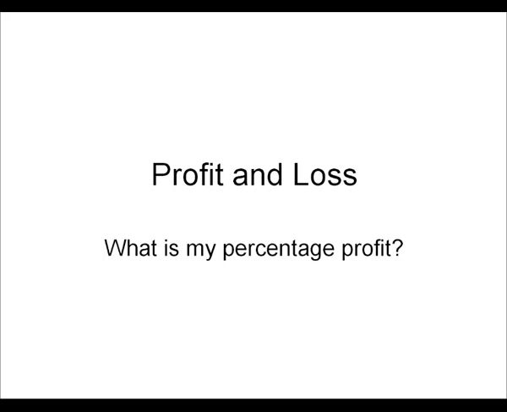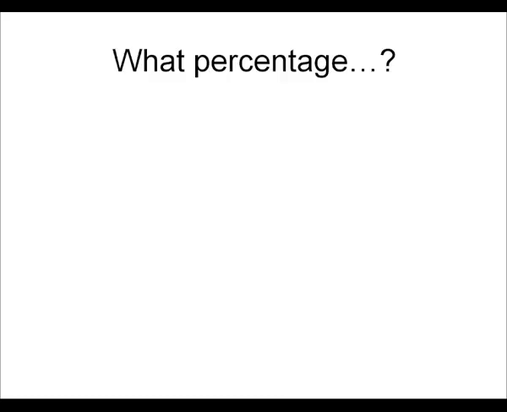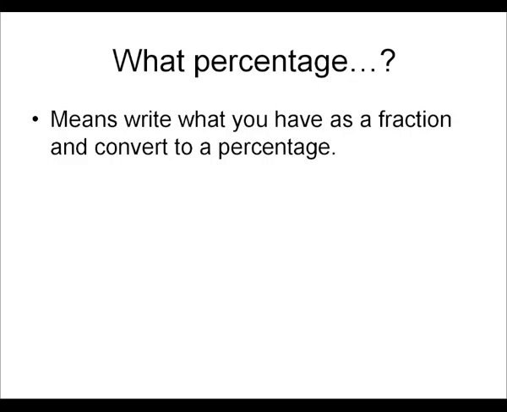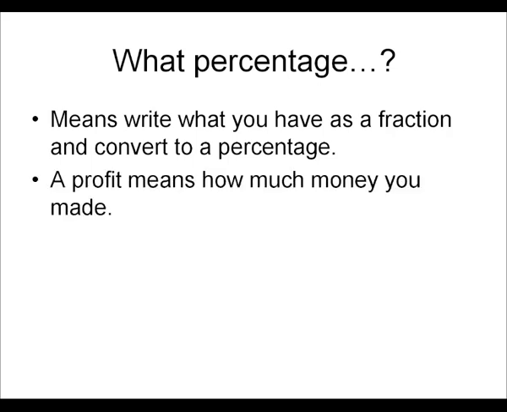So sometimes we're so busy with working out how to do difficult questions in maths that we forget how to do the basic questions, like finding what a percentage is. So these questions are going to be asking, what is my percentage profit? When you're asked what percentage of something is, it means you're writing what you have as a fraction and converting it to a percentage. So what percentage of 40 is 10? The answer is you write that as a fraction and convert to a percentage.